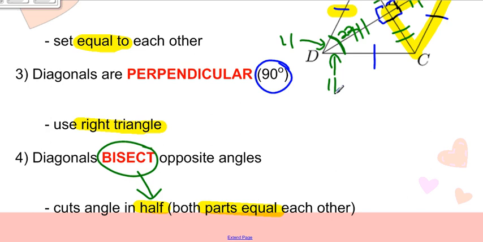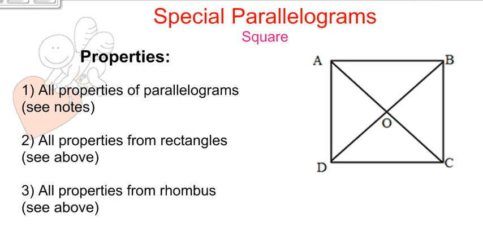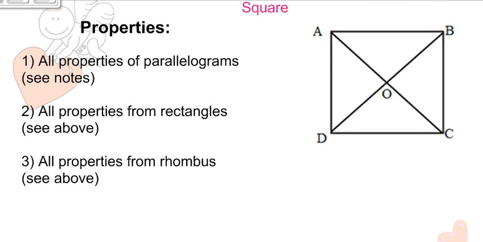And finally, the last special parallelogram is the square. Okay, and the square, again, I say is the love child of the rectangle and the rhombus. And I say this because it holds all the properties of squares, rectangles, and parallelograms.